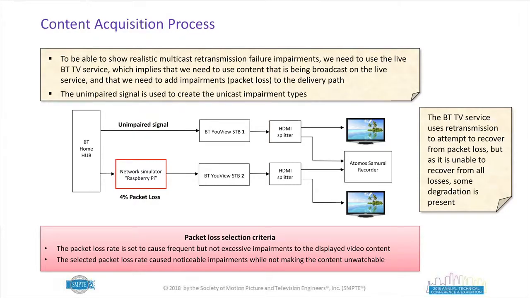To do that we need some content, so we have to capture our own content, and it has to be live because we want it to be RET enabled. So we had two set-top boxes, one connected to the router, so basically unimpaired, and then we record the output of the set-top box. The second path, set-top box 2, was connected to a Raspberry Pi, which ran NetEm, a network simulator that drops packets. That is specifically for the multicast, because that has to be RET enabled and connected to the live service.